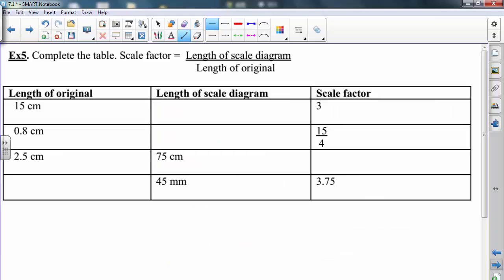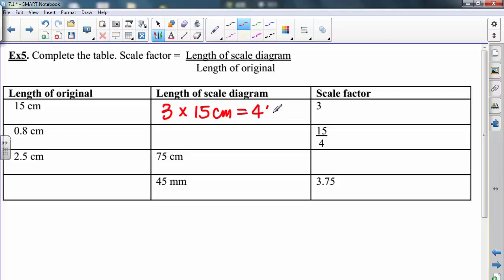Example 5. Let's use both the ratio form for the scale factor and the product form for the length on the scale diagram to complete this table. I know the length of the original and the scale factor. If I want to find the length of the scale diagram, I need to use scale factor 3 times 15 centimeters, which equals 45 centimeters. The second row has exactly the same given conditions.